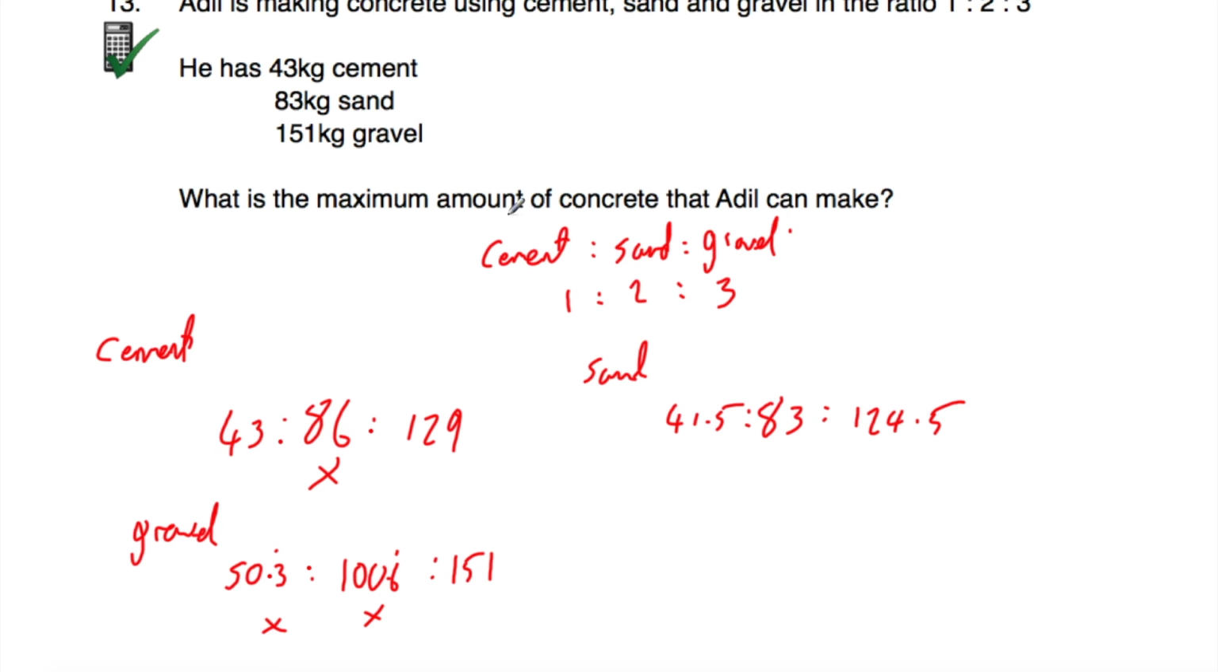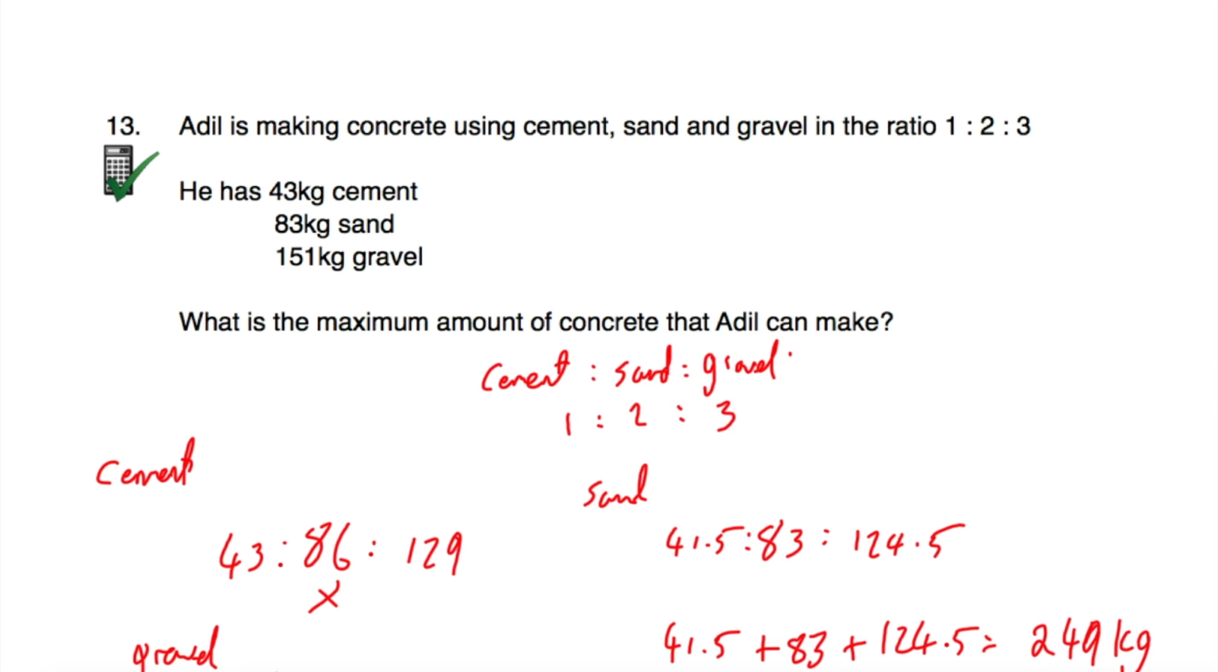So the question said what's the maximum amount of concrete that Adil can make, so we just add these together. So if we do 41.5 plus 83 plus 124.5, that's equal to 249 kilograms. So that means he's got enough to make 249 kilograms. And that's it.